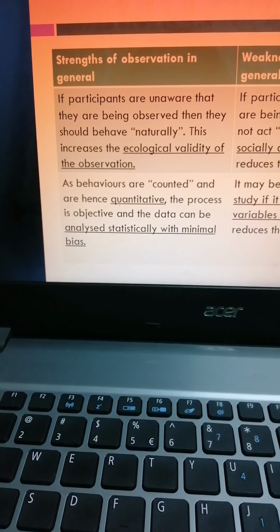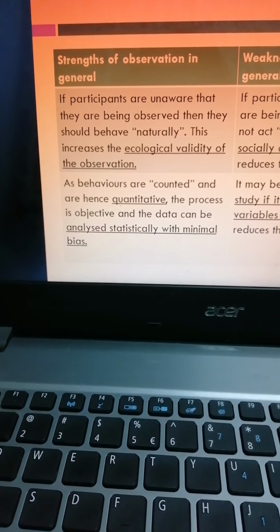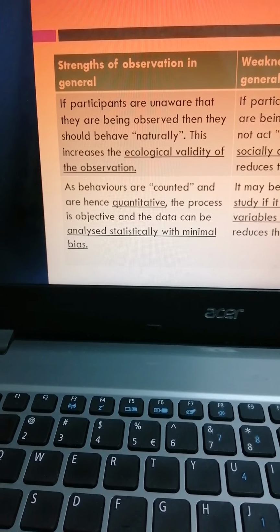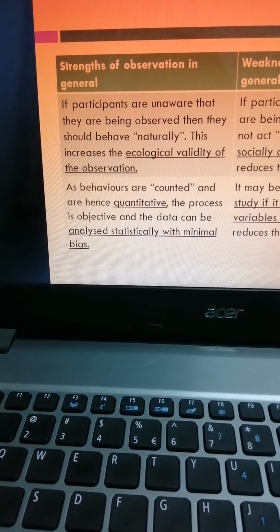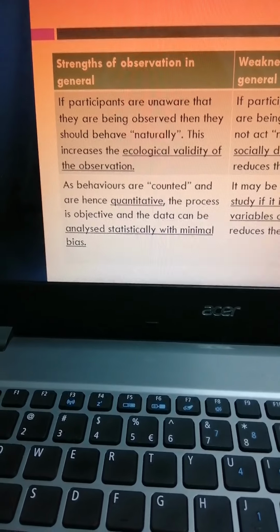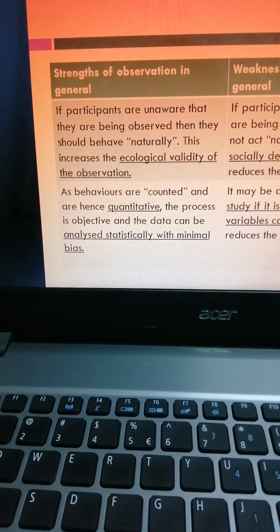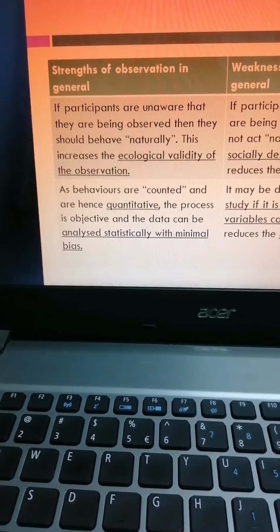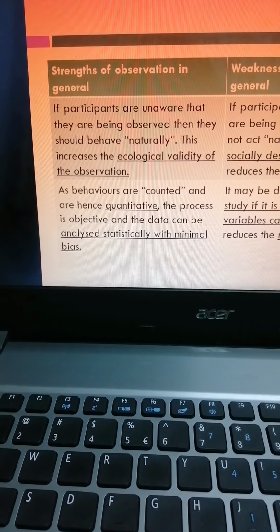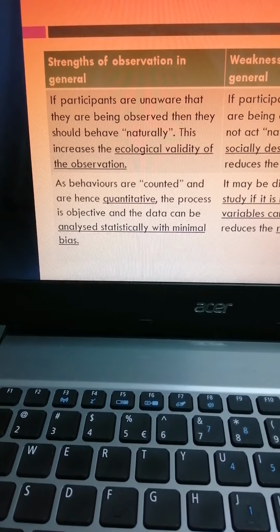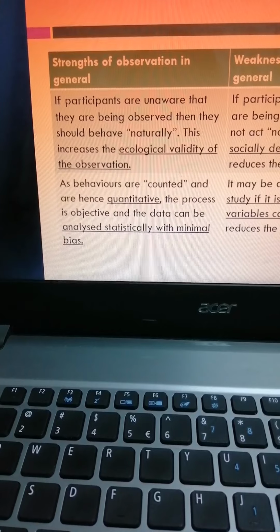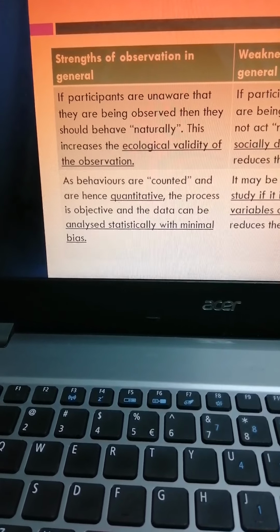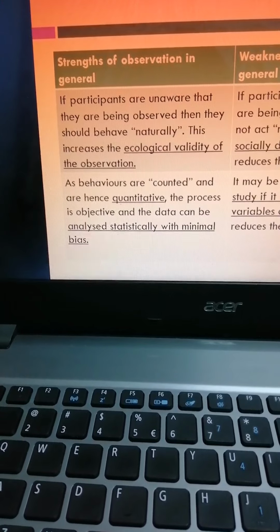The next strength is that behaviors observed are counted, in a sense that it is using statistics or mathematics. It's countable and hence quantitative, meaning quantitative data can be analyzed statistically. So we can see the difference between one person and another, and show the differences and similarities between human beings and animals. For example, I'm interested to know about the behavior of babies. So I'm going to observe how many times the baby smiles, how many times the baby laughs, how many times the baby eats in a day.